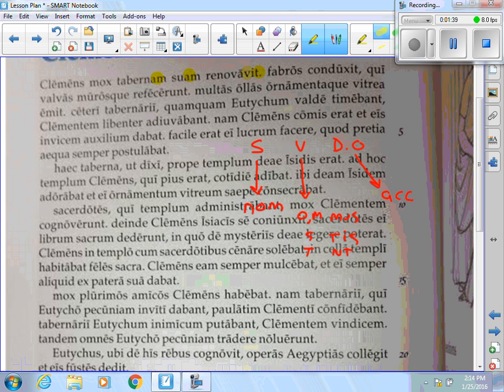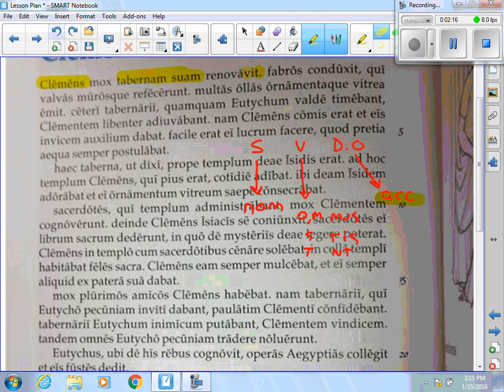Now, in this case, I have my verb and I have my direct object. I do not have my subject. So I look at the other two words, Clemens and Mox. Clemens is a third declension, that is nominative. So my nominative is my subject, Clemens. My verb is renovavit. It does end in the t. It's renovated. And then I have the direct object, suam, which modifies tabernam, his shop. I know the direct objects because they have that accusative ending, in this case -am.